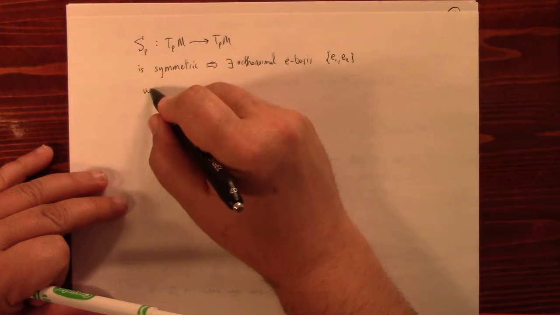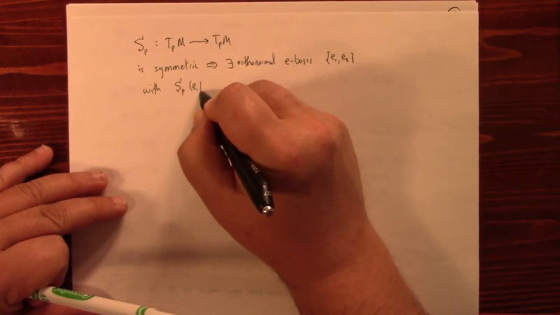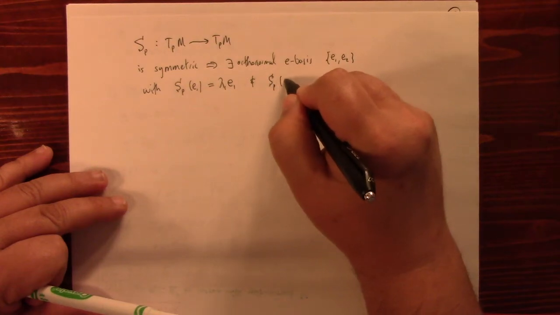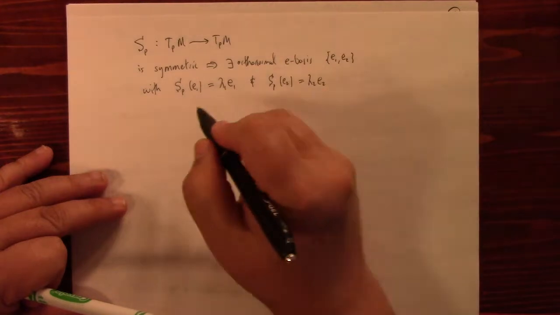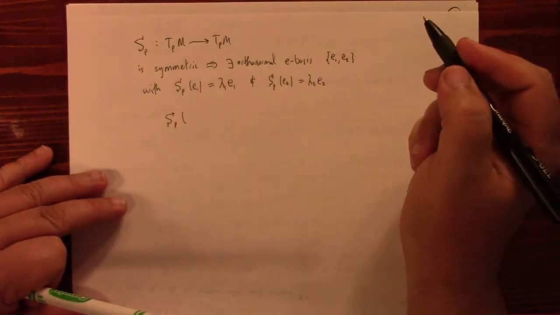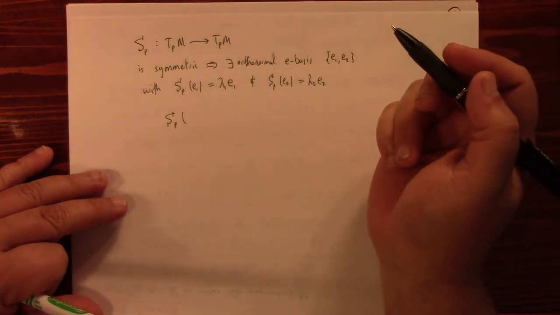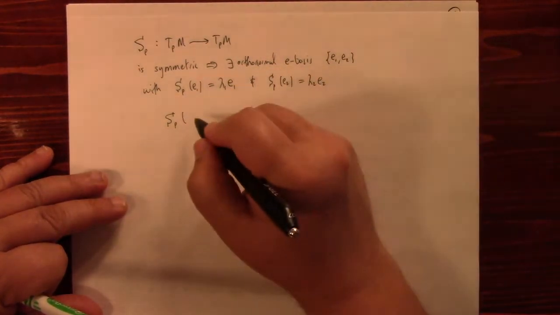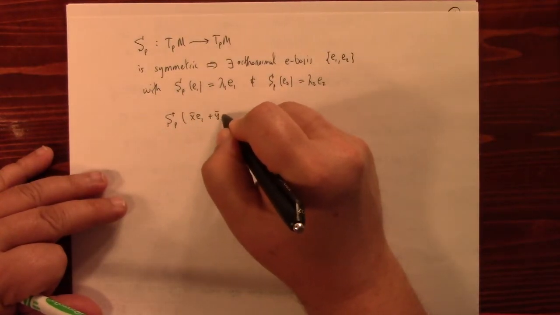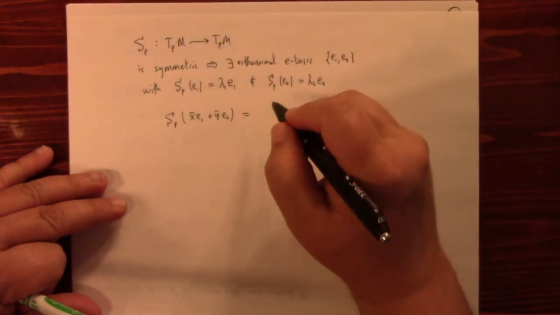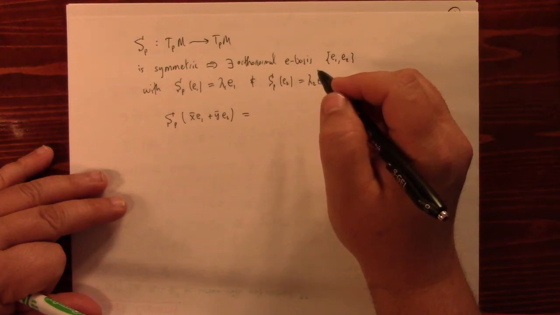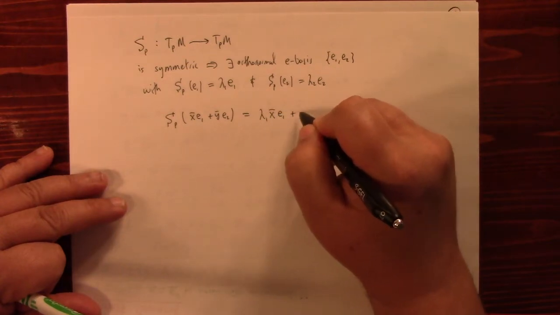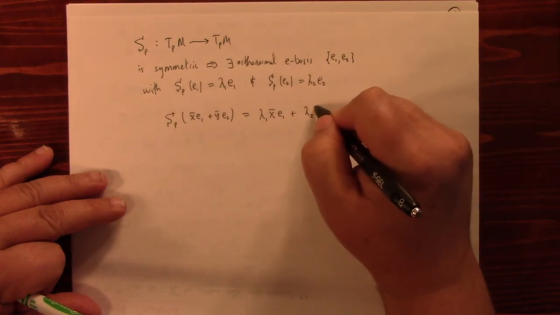And with SP of E1, I used lambda in my previous talks about this stuff, lambda 1 E1, and the shape operator acting on E2 is lambda 2 E2, right? And if you build an arbitrary vector with constants, I'll use x bar and y bar, x bar E1 plus y bar E2, then this works out to lambda 1 x bar E1 plus lambda 2 y bar E2, I believe.